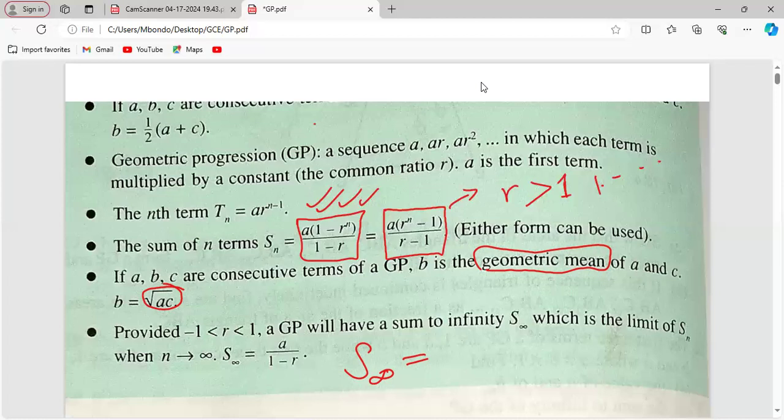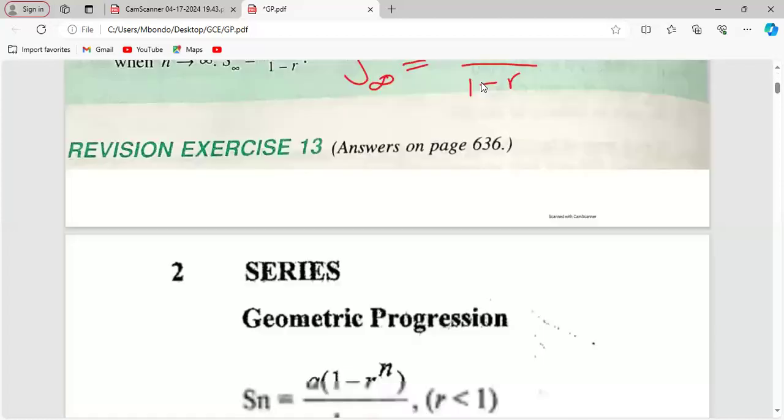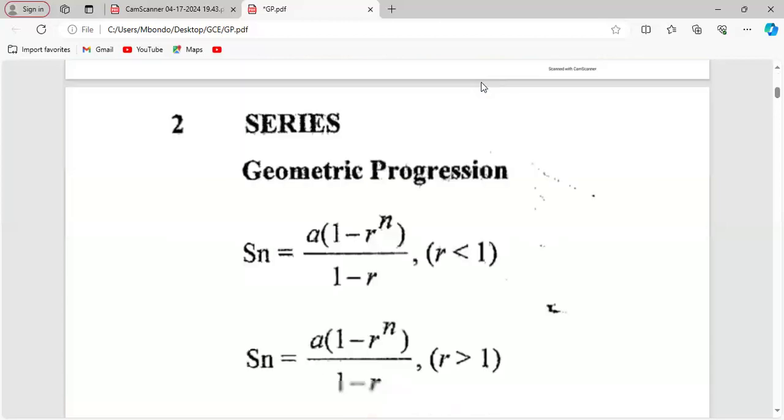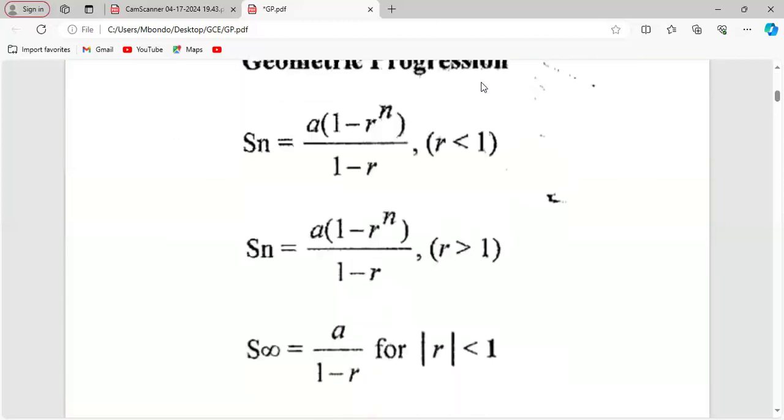Okay, the sum to infinity of a given GP. This is the formula that you shall just be using: the first term over 1 minus the common ratio. So we shall be proceeding to know how we find the common ratio now. To find the common ratio, how were we finding the common ratio? So these are the formulas that we are saying here.